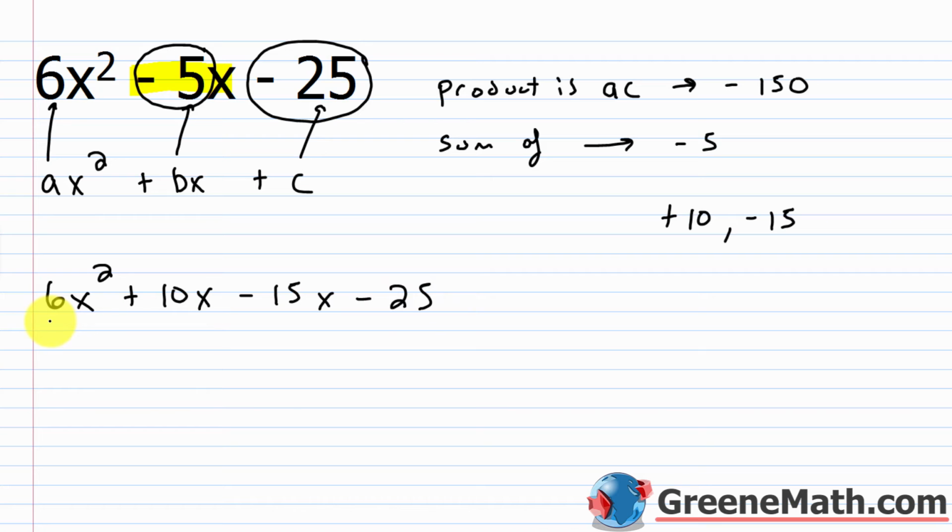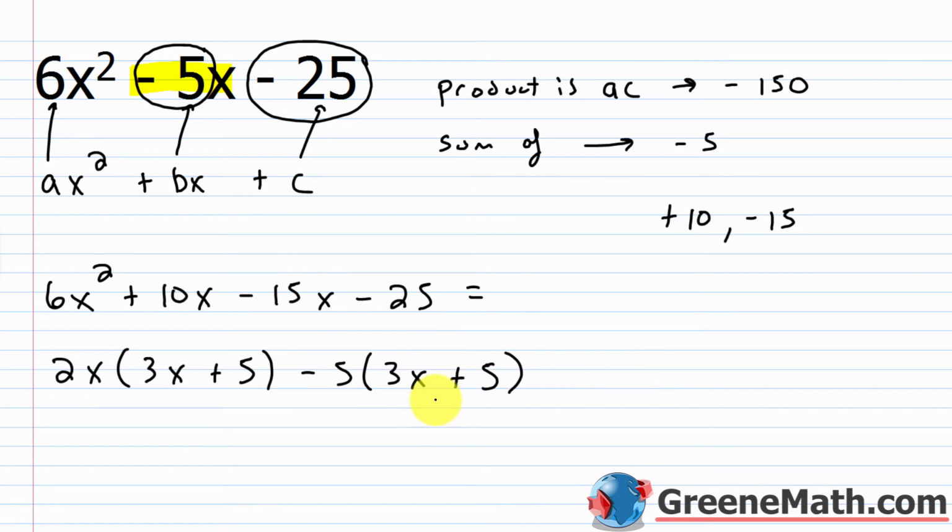So now that I've rewritten this as a 4-term polynomial, I can use factoring by grouping. From the first group, I could pull out a 2x, and I'd be left with 3x plus 5. From the second group, I would pull out a negative 5, and I'd be left with 3x plus 5. So I have a common binomial factor of 3x plus 5. And of course, I can factor that out.